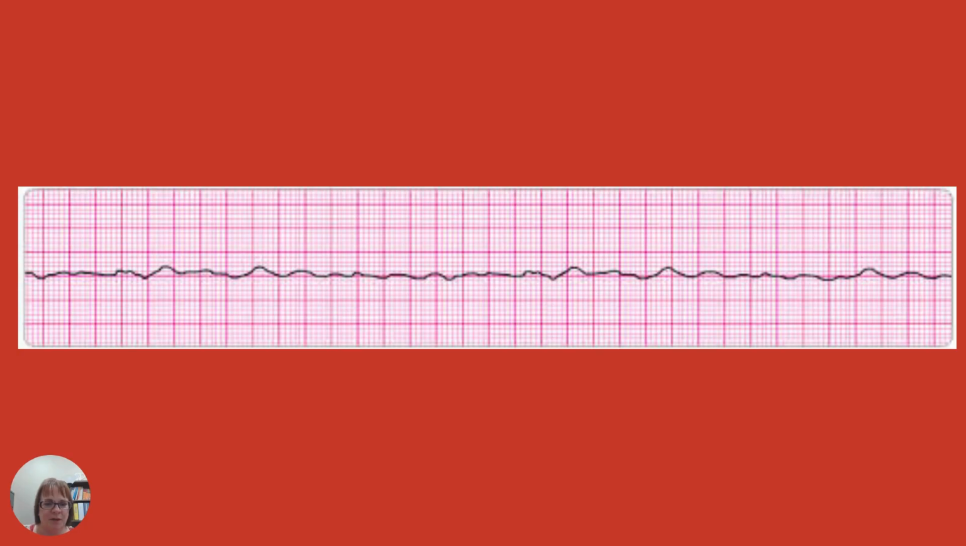Here's the next one. This is some V-fib. I have a few little triangle V's, P waves maybe in here. It's very, very fine. This is a lethal rhythm, so you definitely want to shock them before they become totally flat with an asystole.